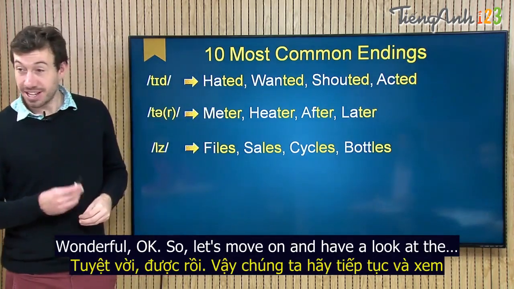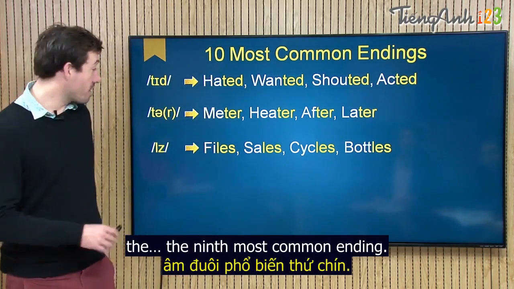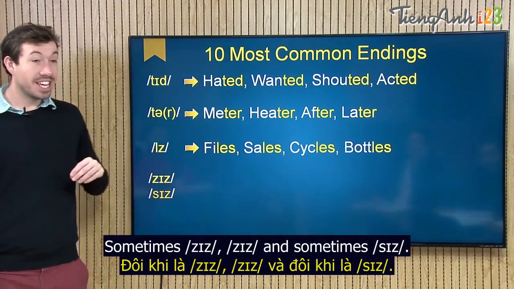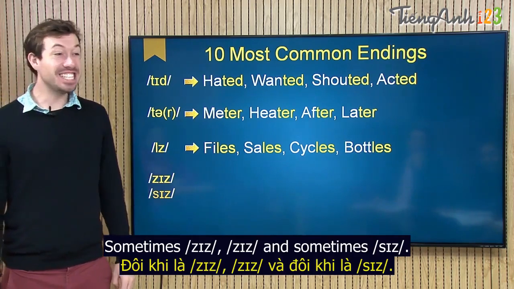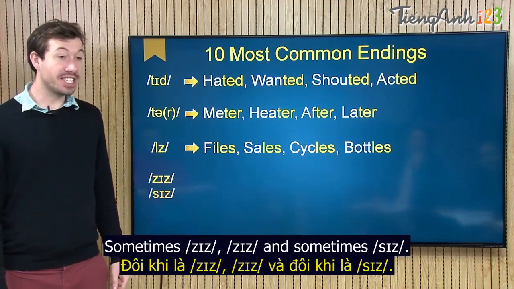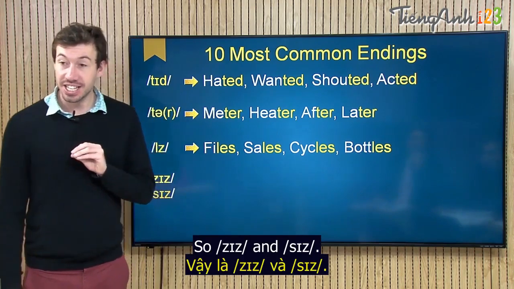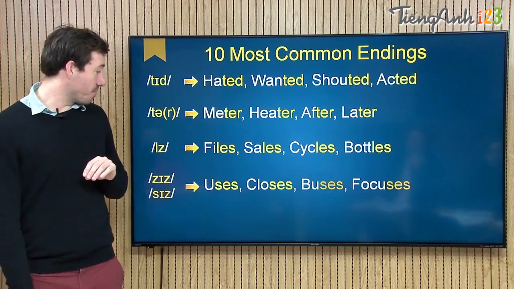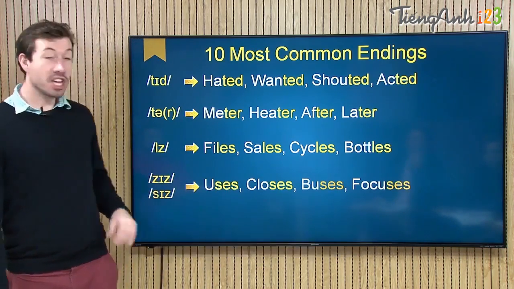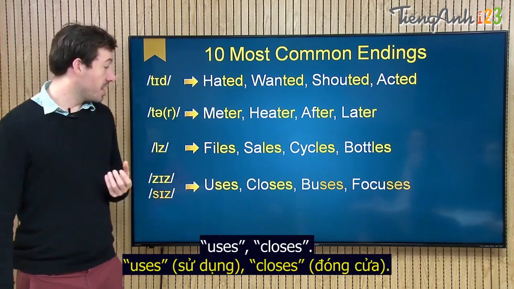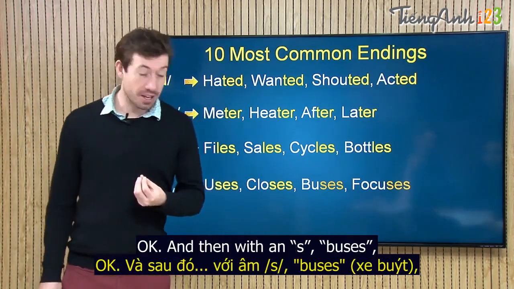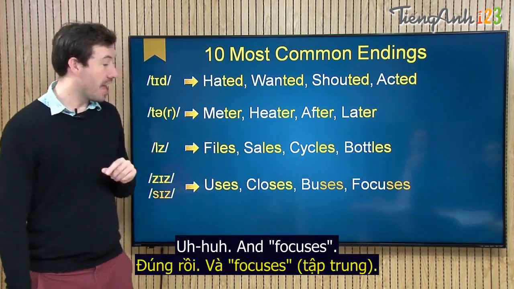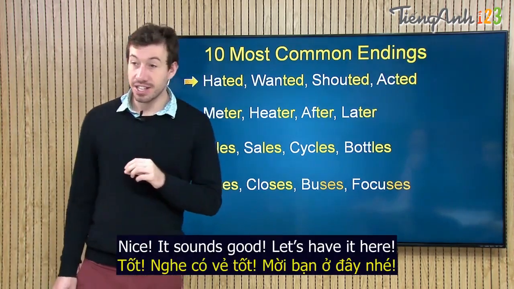Wonderful, okay, so let's move on and have a look at the ninth most common ending. So again, it's got two sounds, this one. Sometimes "iz", and sometimes "iz" with an s. So for example, with this first sound, uses, closes. Okay, and then with an s, buses. And focuses. Nice, it sounds good.